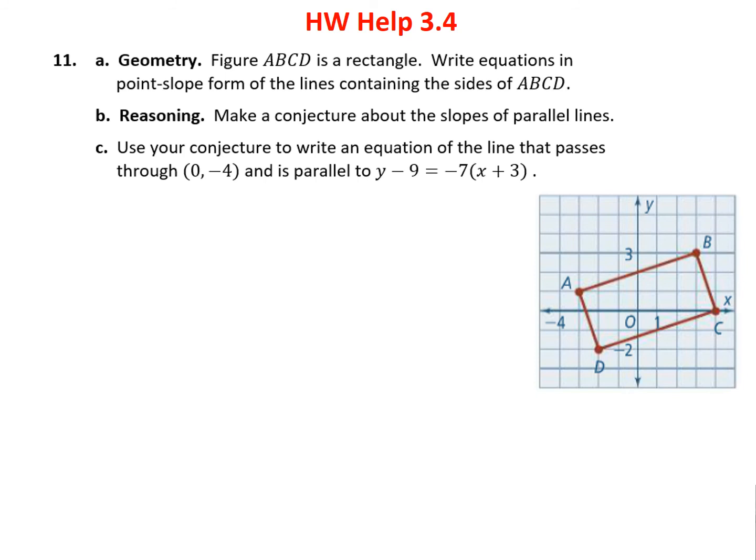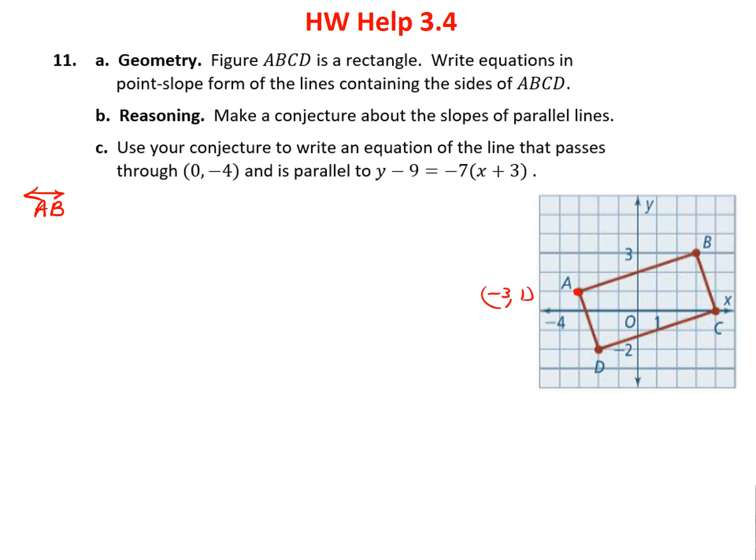Problem 11 is not a hard problem, but it does take a little bit of work. The first part, they say, here's a rectangle, and they want us to write equations in point-slope form for the lines containing the sides. So let's start with line AB. I notice that it starts at this point here, negative 3, 1.